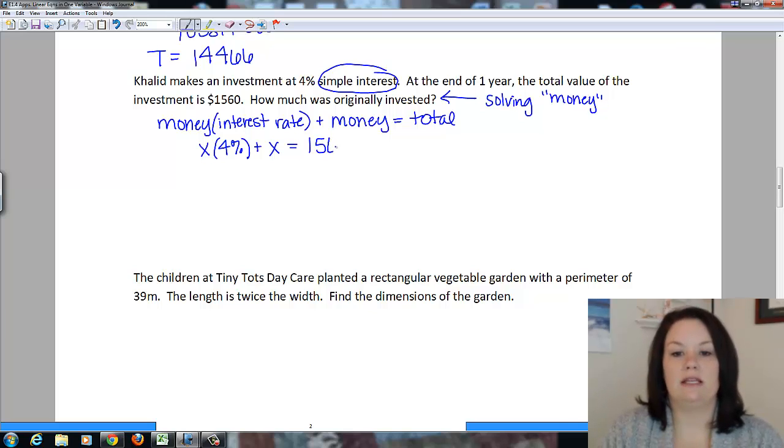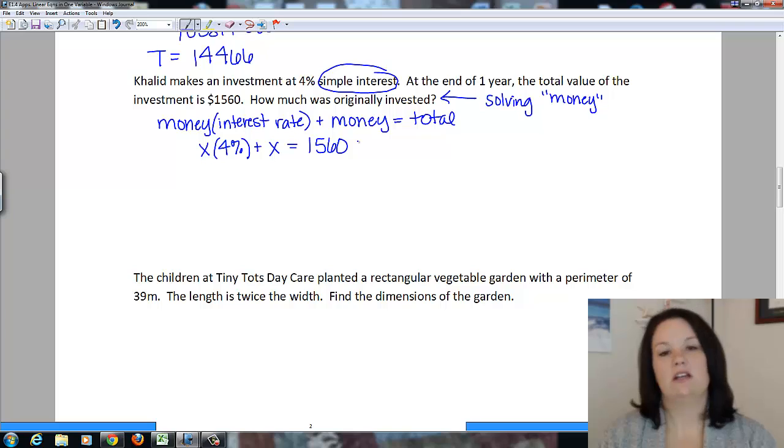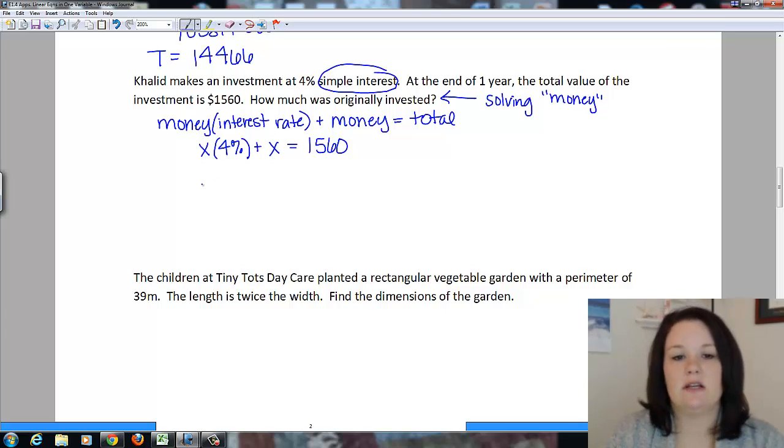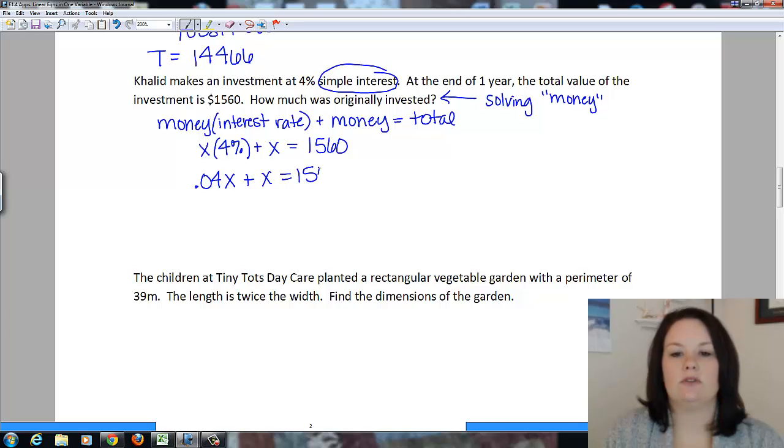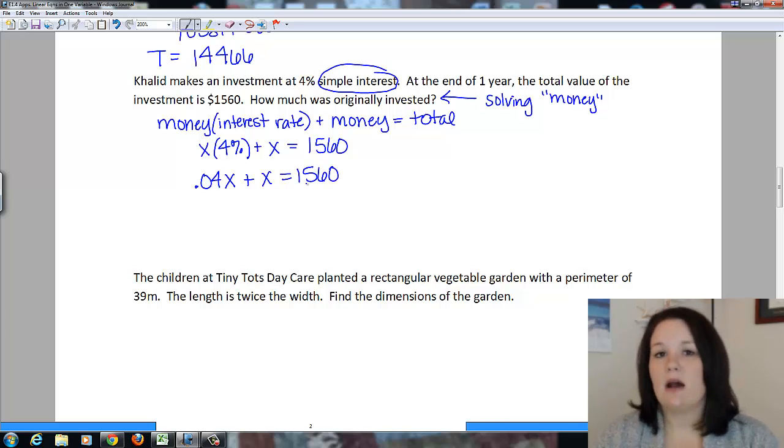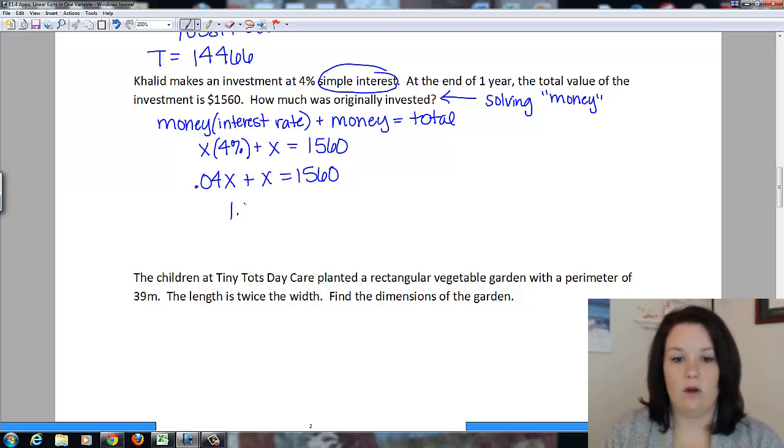Okay, so I'm going to change my percent into a decimal. 4% as a decimal is 0.04 because I moved the decimal 2 places to the left. I'm going to write the number part first. So I'm going to do 0.04x plus x is equal to 1560. And now I can just combine like terms. 0.04x plus 1x gives me 1.04x is equal to 1560. And then I divide off my coefficient, which is 1.04.